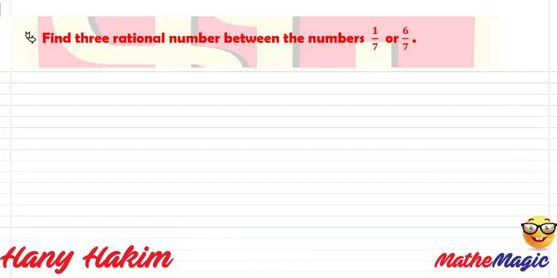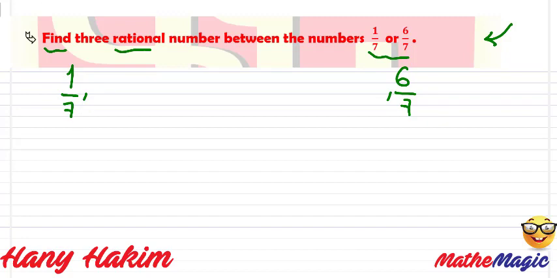تعالى هنا بقى نتكلم عن نفس الفكرة with a new format. هو بيقول لي هنا find 3 rational numbers between them, 1 over 7 and 6 over 7. This is the first and this is the second. I can write a number more than 1 over 7 and less than 6 over 7.